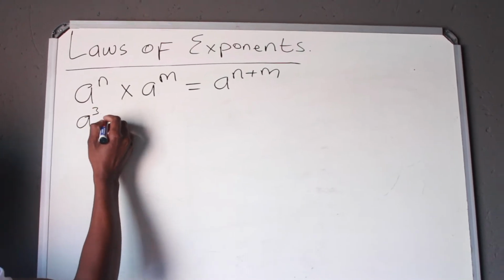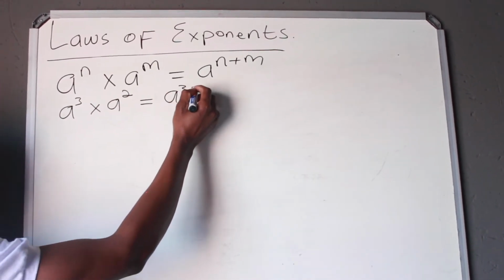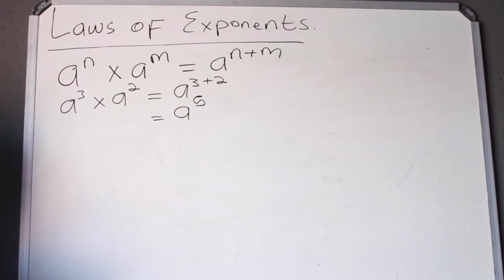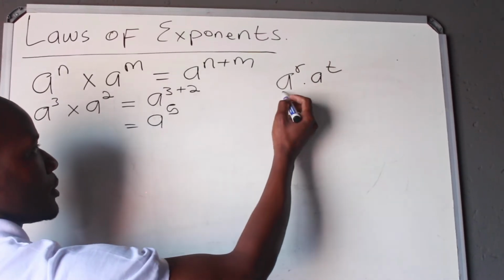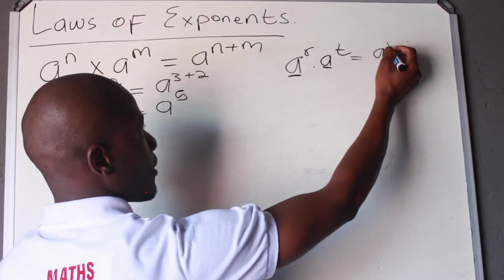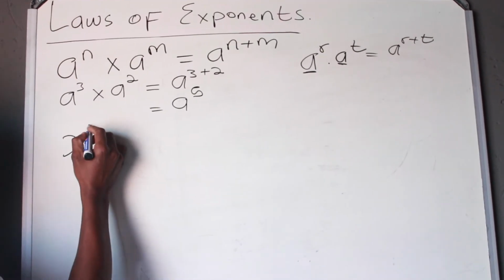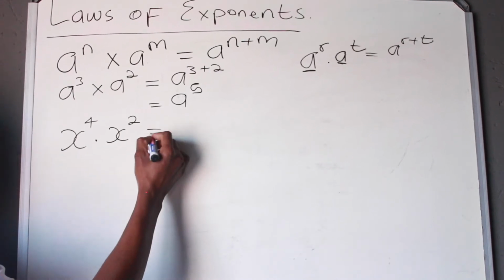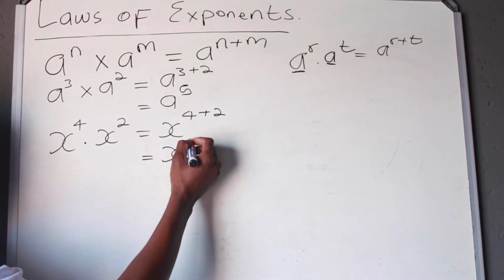So a to the power 3 multiplied by a to the power 2 is equal to a to the power 3 plus 2, which is a to the power 5. So a to the power r times a to the power t. When we multiply the same base, we add exponents, so it is a to the power r plus t. So if we are given x to the power 4 multiplied by x to the power 2, it is equal to x to the power 4 plus 2, which is x to the power 6.